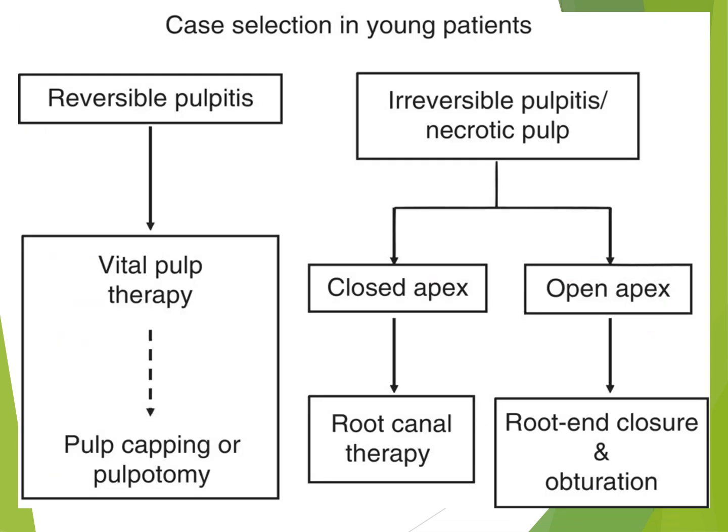So if there is a reversible pulpitis, we have to go for vital pulp therapy, and we have to do a pulp capping or pulpotomy. Whereas in necrotic pulp or irreversible pulpitis, there are two conditions: closed apex or open apex. For a closed apex we give a root canal treatment, and for an open apex we again give a root canal closure, and then we have to give an obturation.